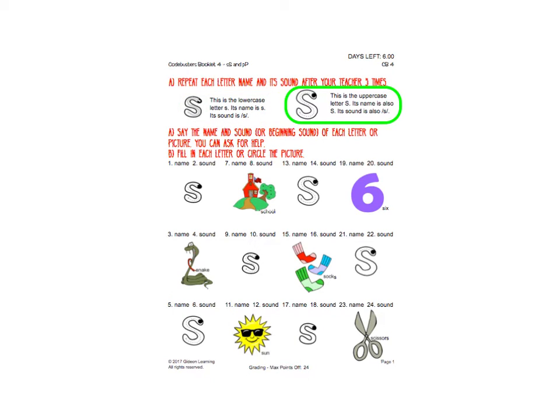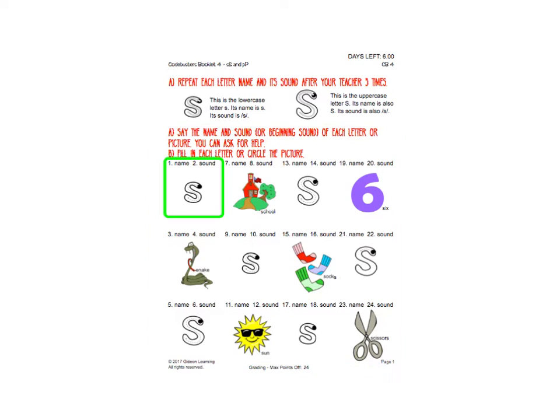This is the uppercase letter S. Its name is also S. Its sound is also S. S, S, S. And now you can write your uppercase letter S. Now let's move on to the next section.